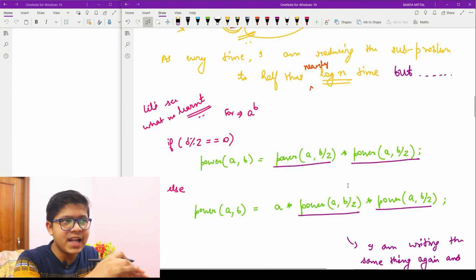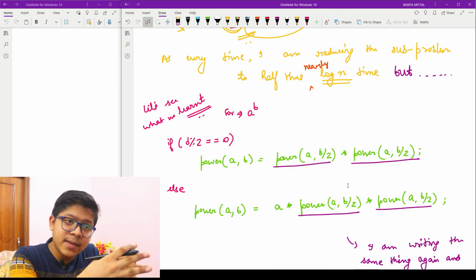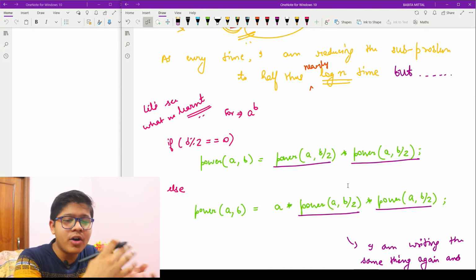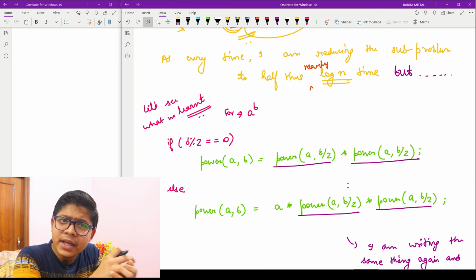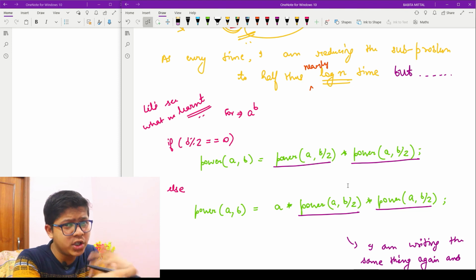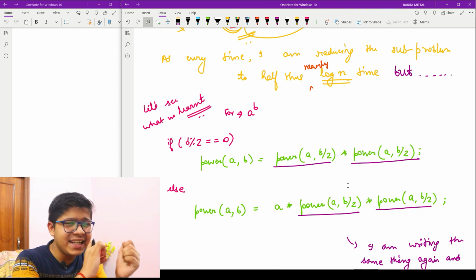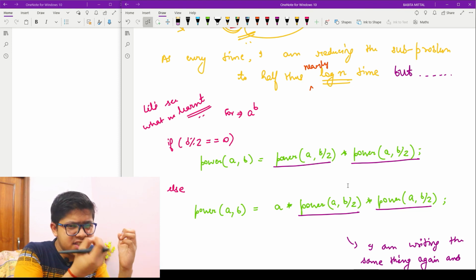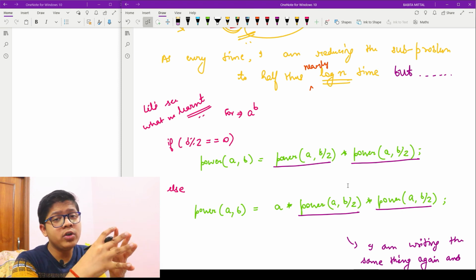Now as you can see, every time I'm reducing my subproblem to half, so it's nearly log n time. Now why am I saying nearly? Because I'm using recursion and some computation is also required in recursion. So it's not exactly log n, which means that it can be just more than it. But yeah, you would be good to go with it.